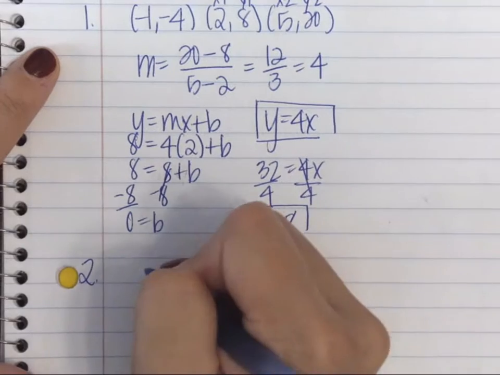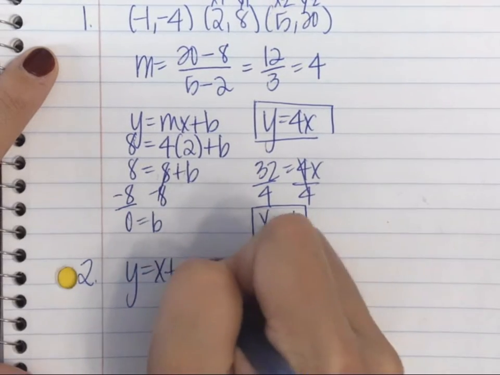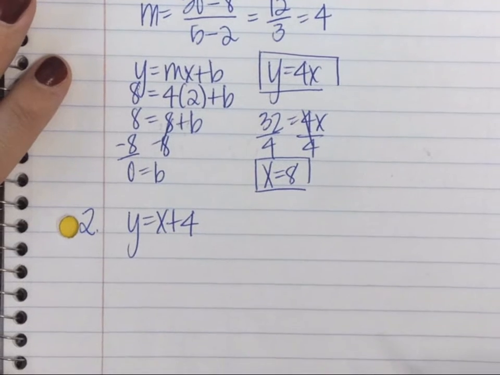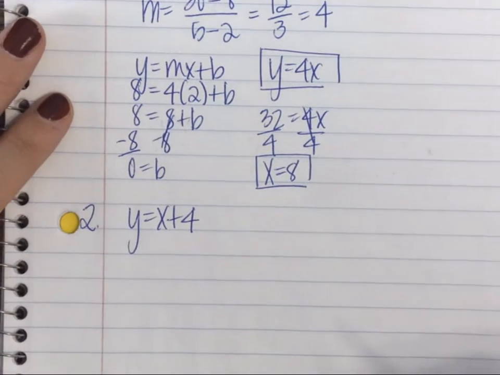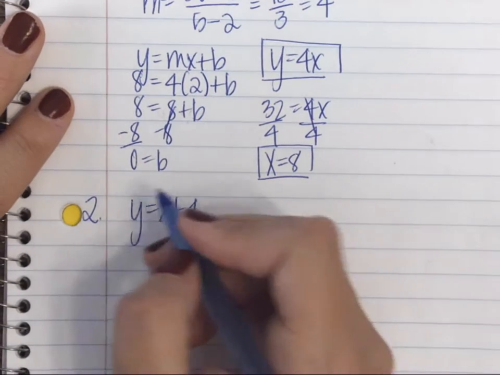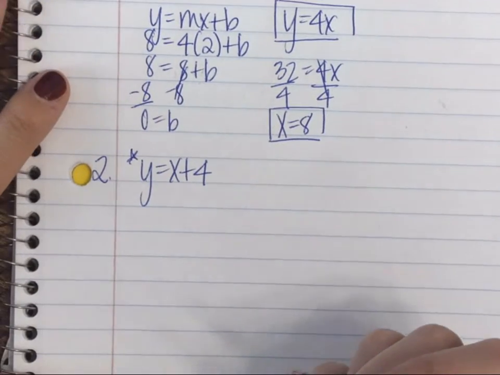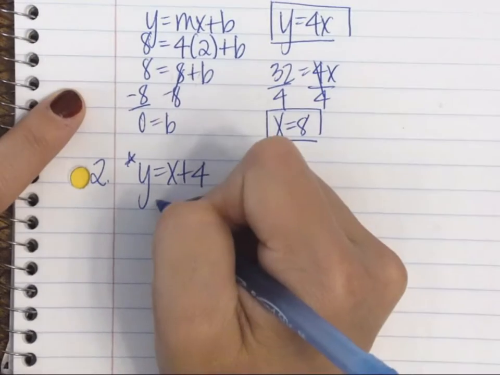Number 2 says, given the equation y is equal to x plus 4, identify the range when the domain is -1, -2, -3, and -5. So that means we want to know what is the y value when x is -1, -2, -3, and -5. So I'm just going to plug those in.